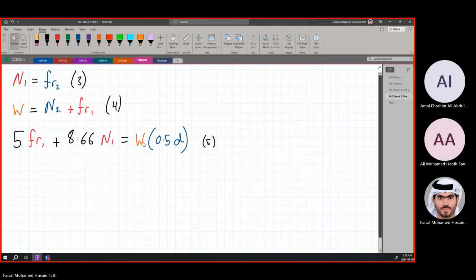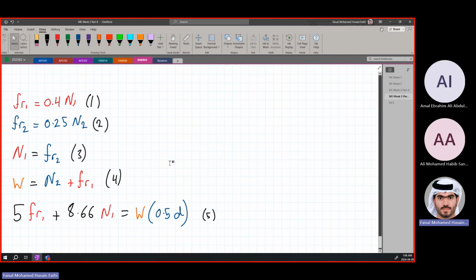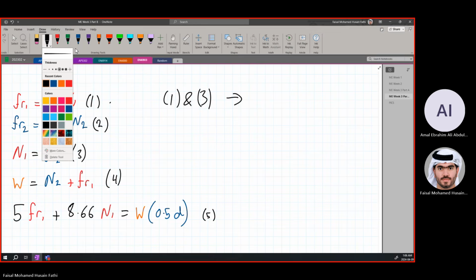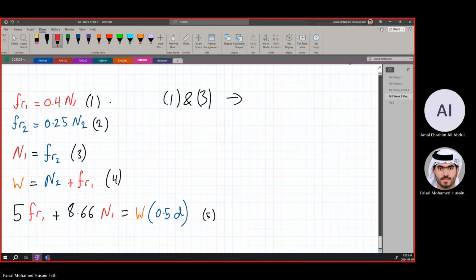Now, we can start simplifying step by step, piece by piece. First, we can substitute N1 here. So we're going to look at equation 1 and equation 3. So 1 and 3. Okay. We're going to have FR1 is equal to 0.4 times FR2. Okay. This is the first simplification we can do.